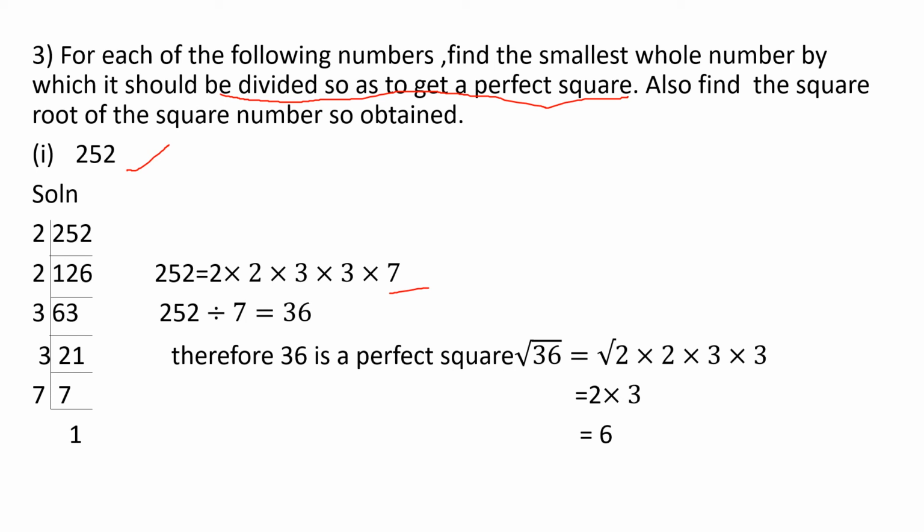So here also for 7 you don't have a pair. So 252, here it is mentioned division, right? So you are going to divide 252 by 7, because 7 doesn't have a pair. So when you divide 252 by 7, divide it, children, divide.